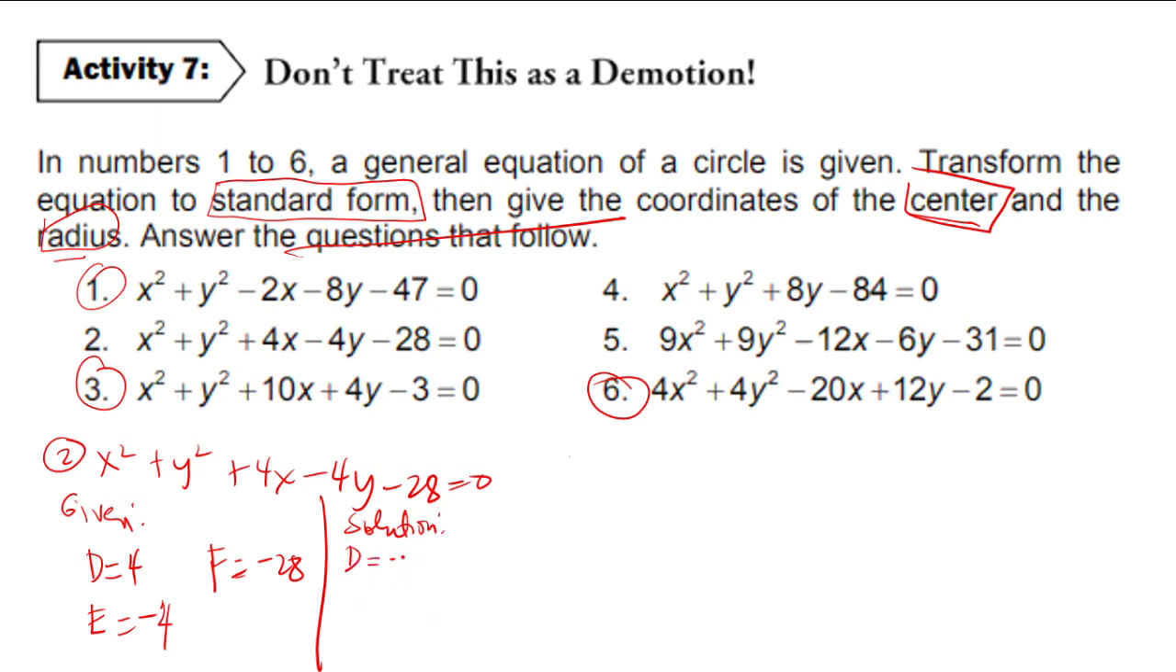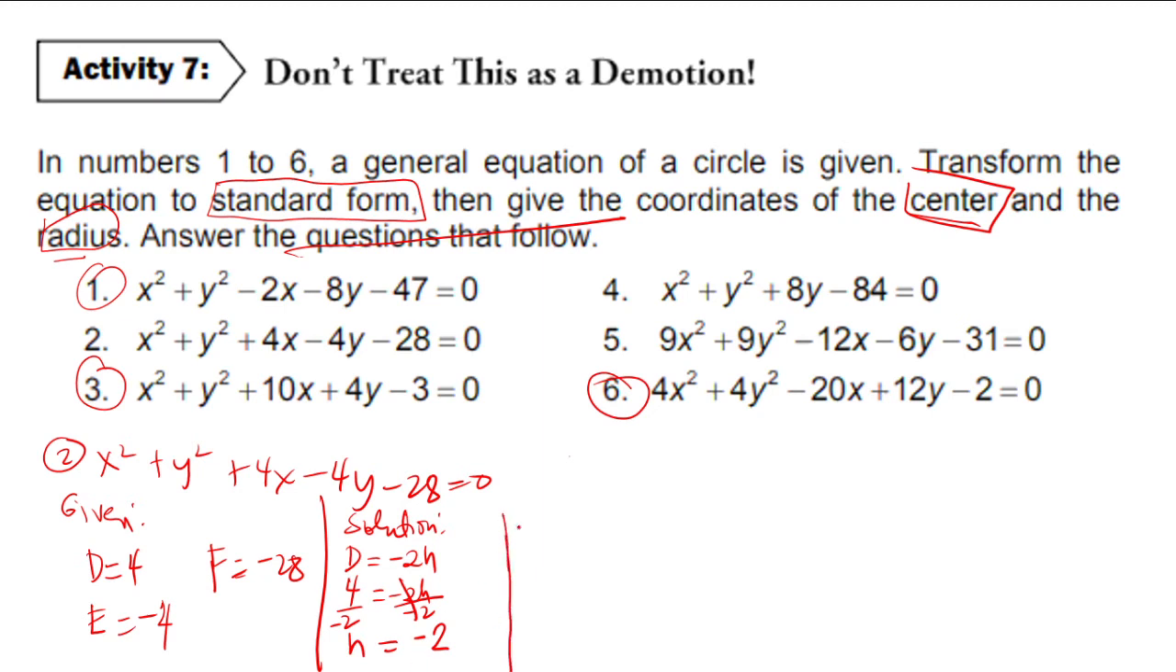D is equal to negative 2h. D is 4, so 4 is equal to negative 2h. Divide both sides by negative 2. Cancel out. H is equal to, positive divided by negative is negative. 4 divided by 2 is 2. So, positive 4 divided by negative 2 is negative 2. Yun na yung H natin.